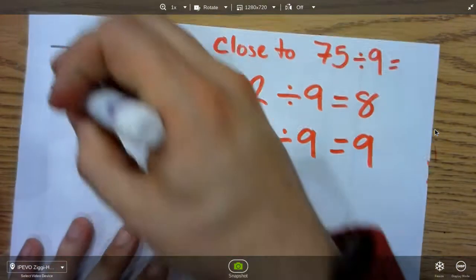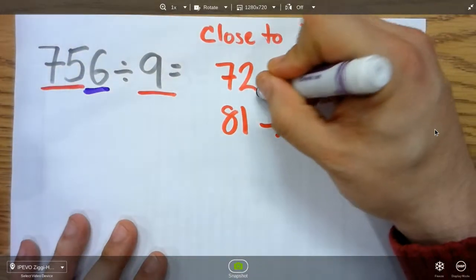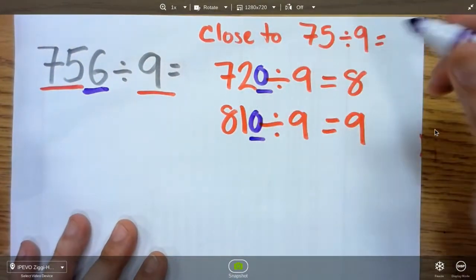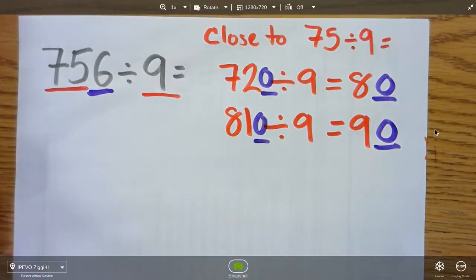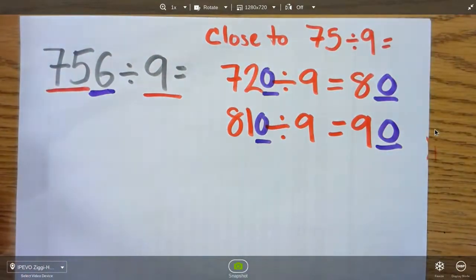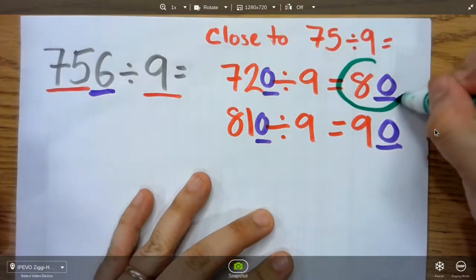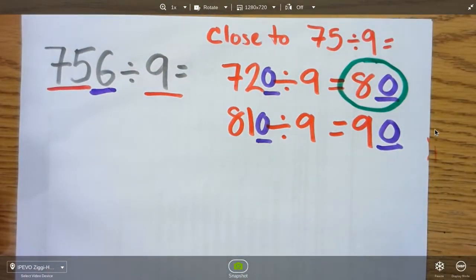Once again, I need to recognize that I'm working with a number in the hundreds place. I have one more place value that I need to account for. So I'm just going to put that in. And that's showing me that if I'm coming up with two estimated quotients, I'm looking at either 80 or 90, somewhere in that range. But if I have to pick what it's closer to, 756 is actually pretty close to both of them. It's going to be somewhere in the middle, but it is closer to 720 for sure. So if I have to choose one particular estimate, I'm going to probably go with the estimate of 80 as being closer.